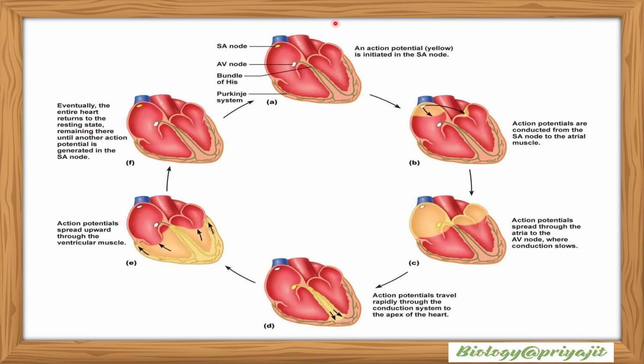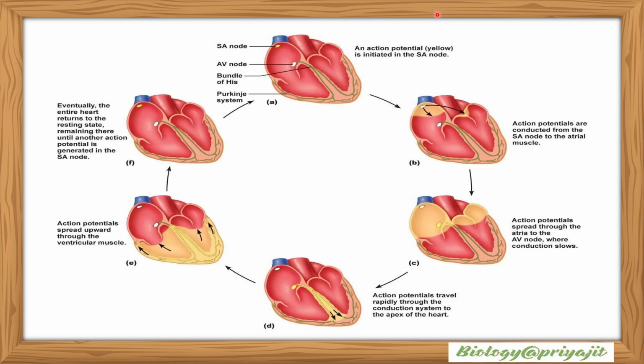So this image shows the step-by-step pathway of electrical conduction in the heart. The SA node generates an electrical impulse, the yellow region, starting the heartbeat. These impulses then spread through the atria, making them contract. It reaches the AV node where the signal slows down briefly. Then it travels quickly through the bundle of His to the apex of the heart. Then the impulse spreads upward through the Purkinje fibers in the ventricles, causing them to contract. Finally, the heart returns to its resting state, ready for the next impulse.